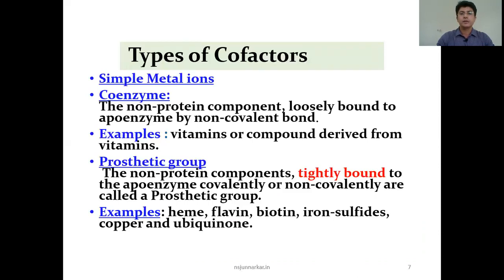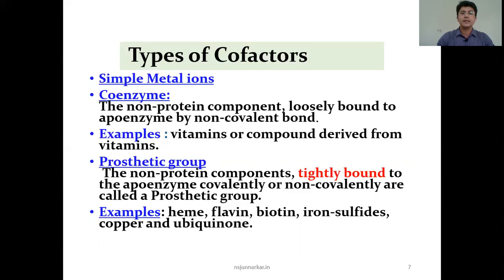So here the cofactors can be of different types. They can be simple metal ions such as copper ions, zinc ions, molybdenum ions, and so on. They can also be organic in nature, like coenzymes. Coenzymes are the non-protein component which are loosely bound to the apoenzyme by non-covalent bonds. The examples include several vitamins or compounds derived from vitamins.